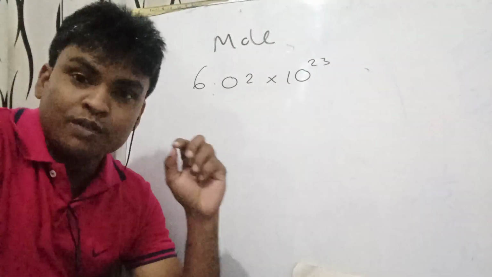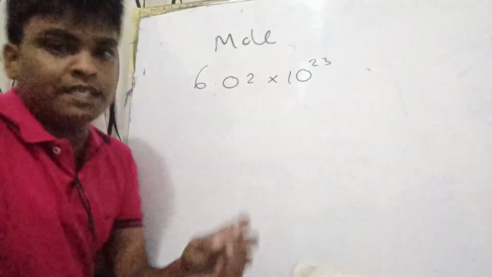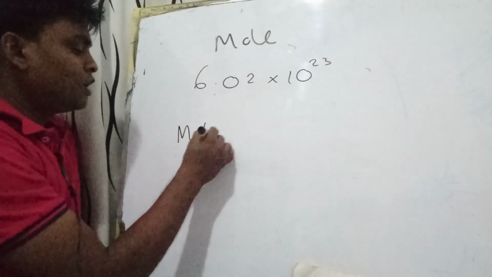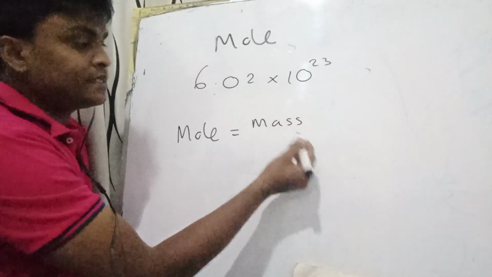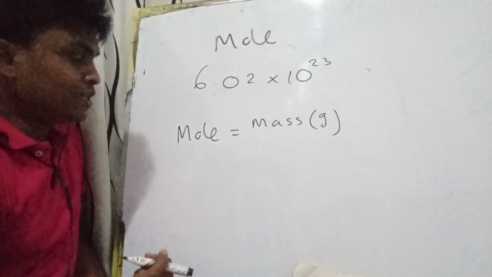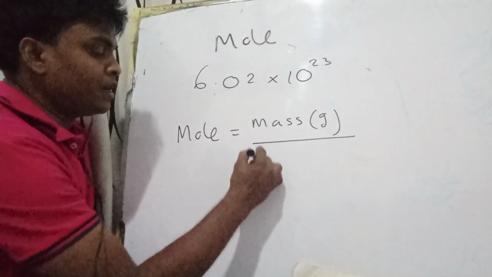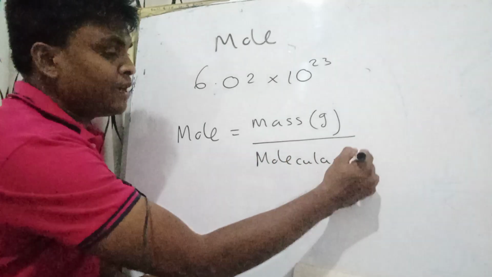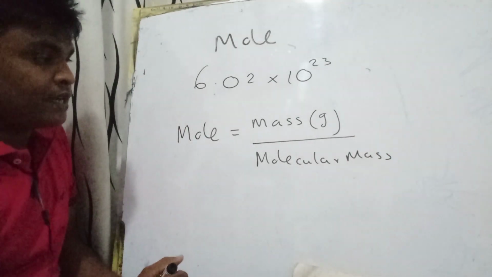So counting one by one is not the method we use to find the moles in chemistry. Therefore there is an equation. What is the equation, children? Mole is equal to mass, and the mass is always taken in grams, divided by molecular mass. So this is the equation for finding the moles.